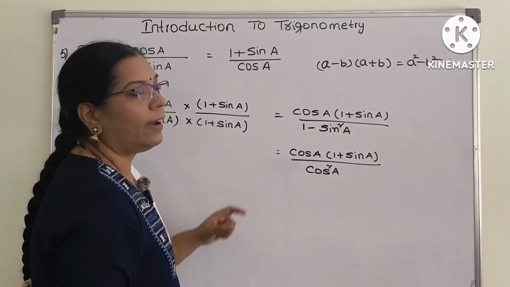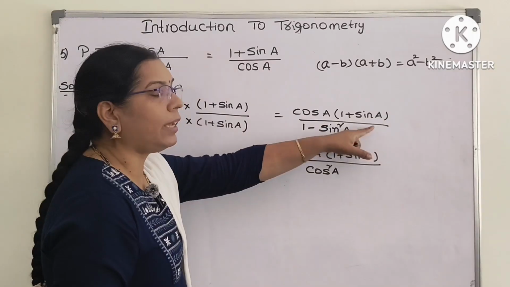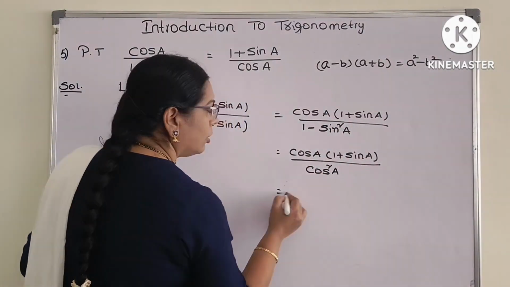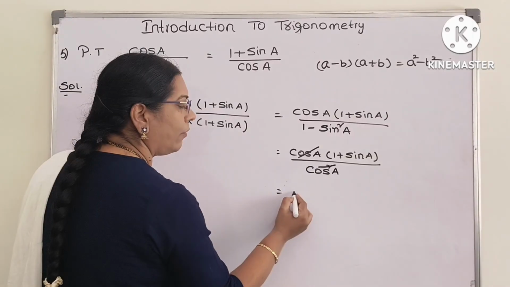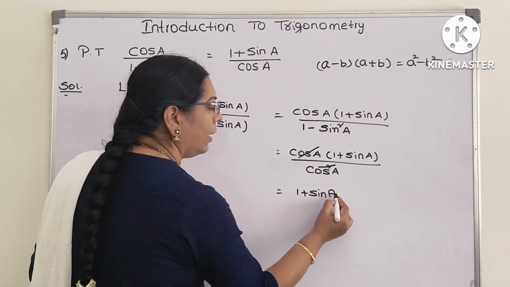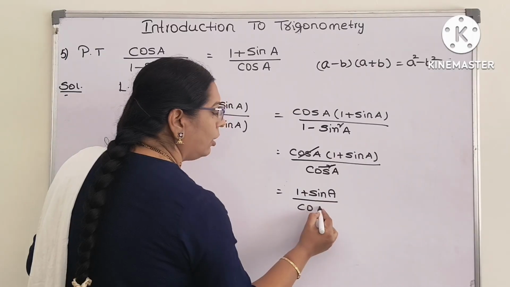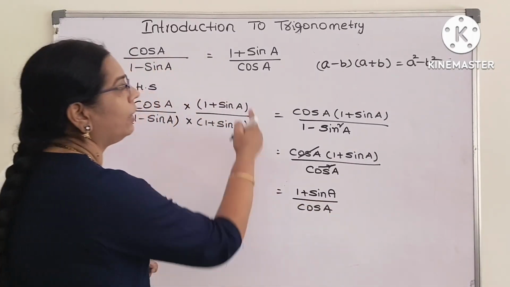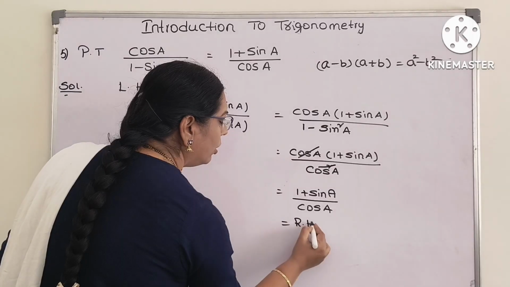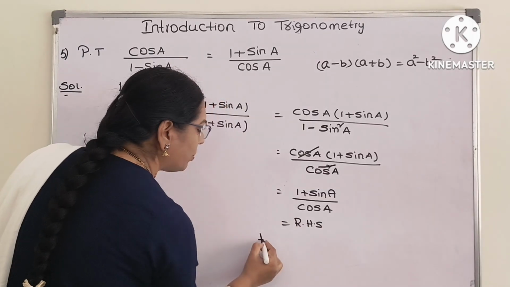You are using what? Identities here. What did you use here at this stage? Algebraic expression. Cos A and cos square A will be cancelled. So I am left with 1 plus sin A by cos A. Now what is this 1 plus sin A by cos A? If you look, it is nothing but your RHS. So RHS, hence proved.